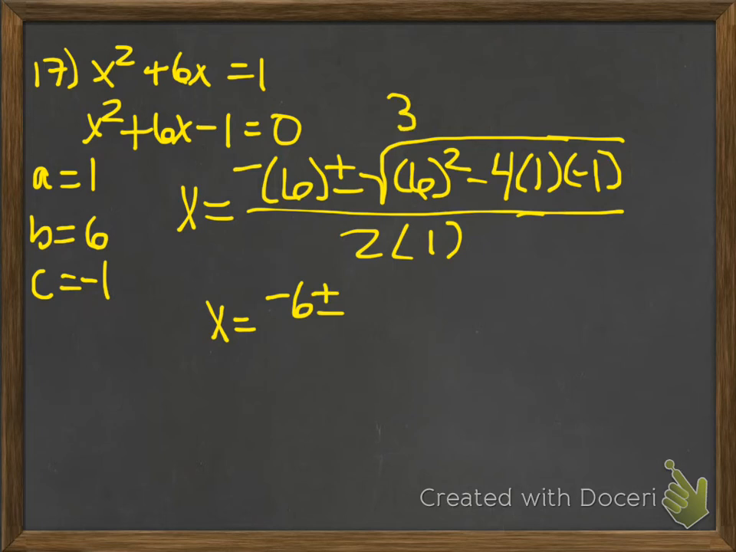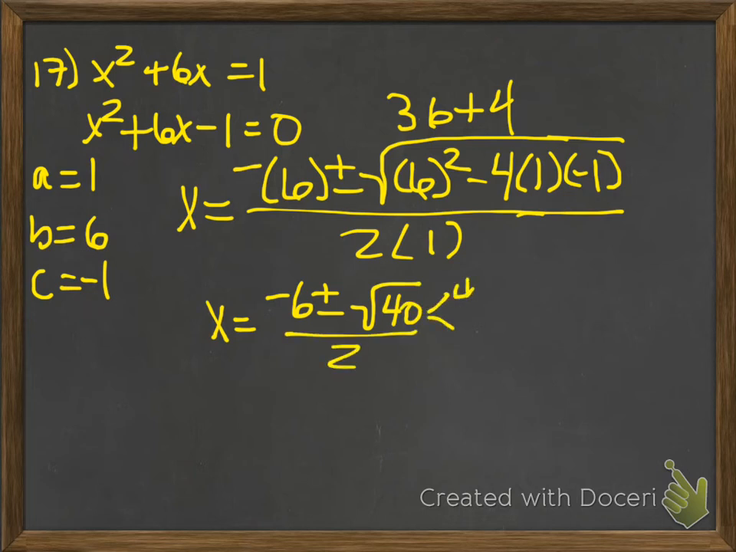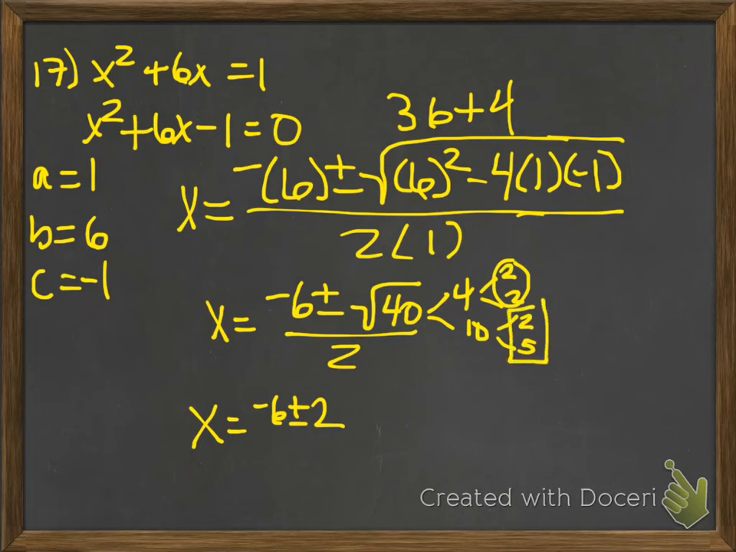negative 6 plus and minus the square root of 36 plus 4, which is 40, over 2. 40 can be simplified because I've got 4 and 10, 2 and 2, 2 and 5. I've got a pair of 2's that can go on the outside. So negative 6 plus minus 2, and I have a 2 and a 5 that's left over that stay inside, over 2. Remember, this 2 on the bottom, the denominator, can divide into the numbers outside, but it can never divide into the number inside the radical.